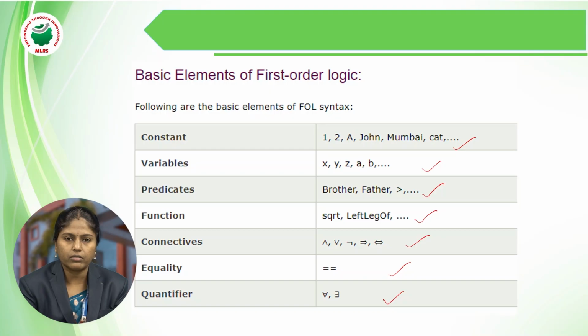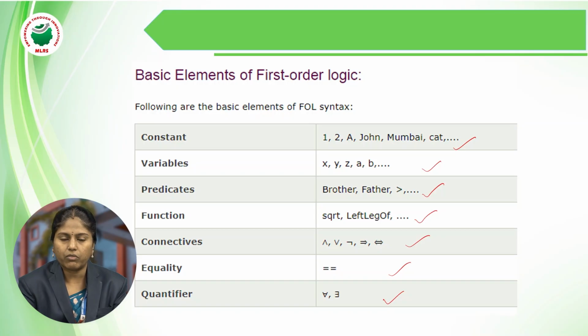First one is constants. Constants are the numbers and some names that we can consider as a constant. And the next one is variables. The variables are what we use for a particular name, those are nothing but the variables. And the next one is predicate. Predicate is nothing but the relationship between two objects or two variables.